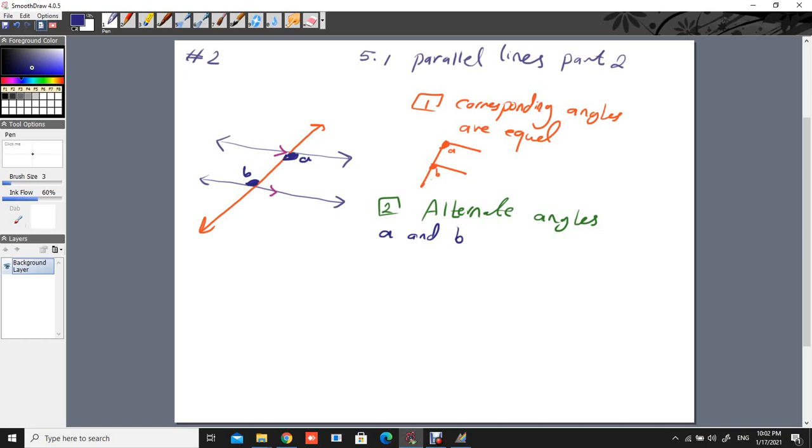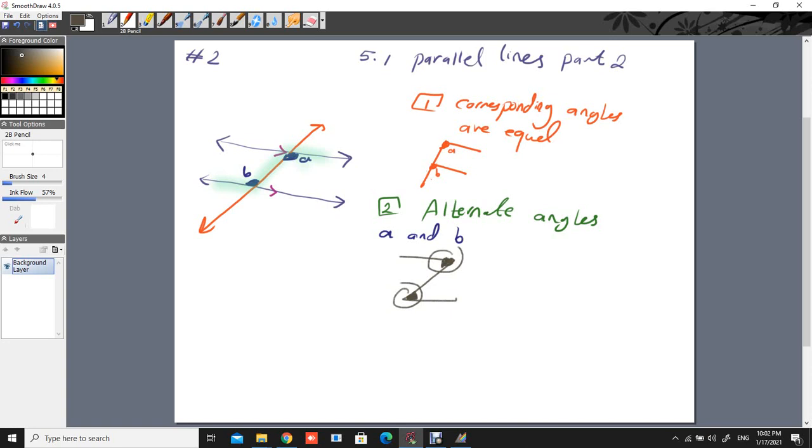Look, A and B, it's like the letter Z. A at the right of the transversal, B at the left of the transversal. To help you, it's like Z. This angle is congruent to this angle. Congruent means they are equal, and instead of saying are equal, maybe we'll use congruent. So it's like Z. This angle and this angle are alternate angles and they are congruent or equal.